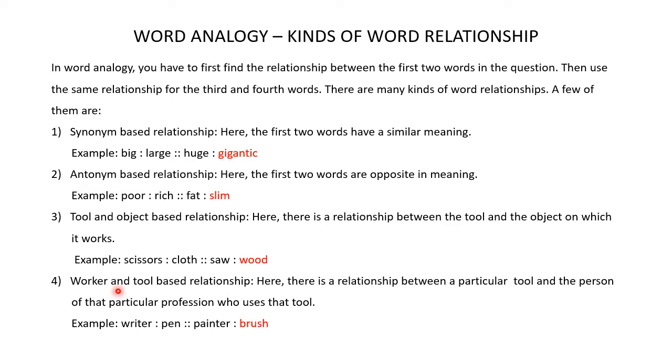Worker and tool based relationship. Here, there is a relationship between a particular tool and the person of that particular profession who uses that tool. For example, a writer writes with a pen. Similarly, a painter paints with a brush.